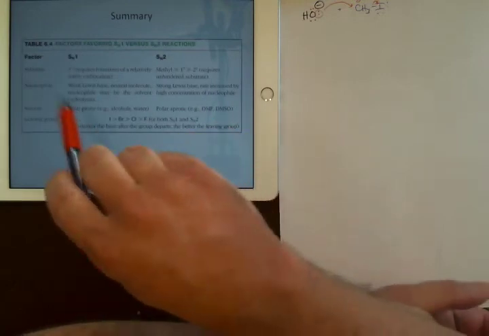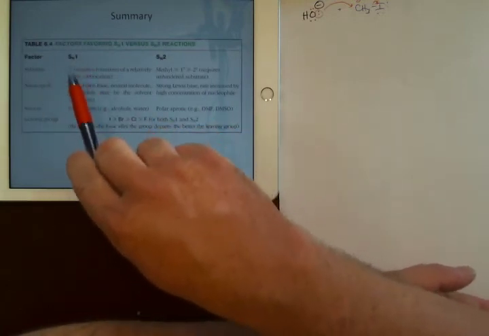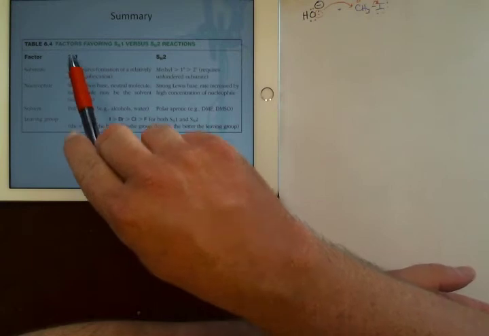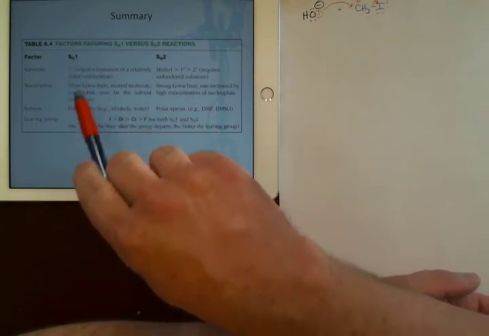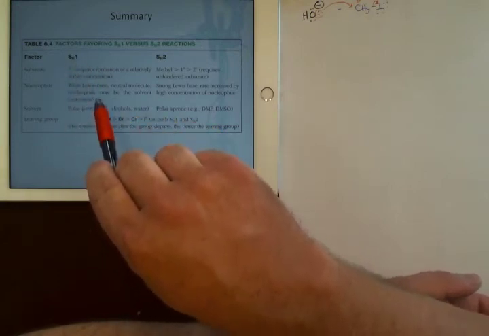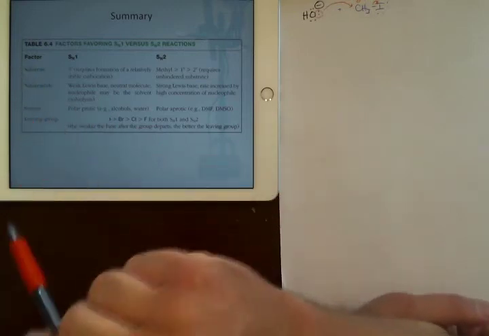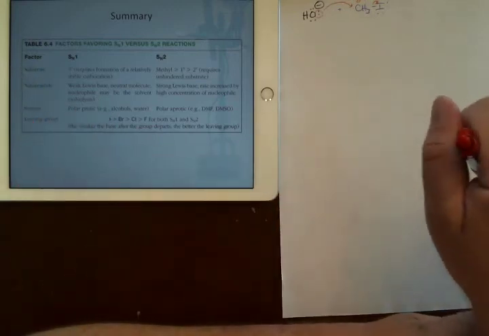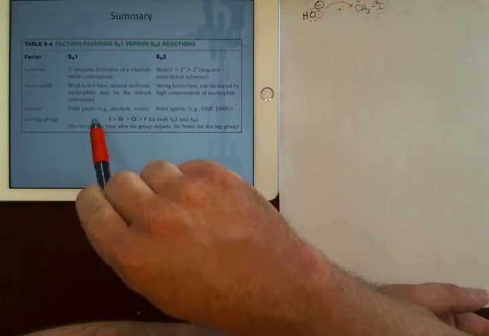Okay, so summary, what do you want? For an SN1, you want a tertiary halide, the leaving group on the tertiary carbon. You usually want a weak nucleophile because you want to avoid the elimination reaction, which we'll talk about in the next chapter, and you want a polar protic solvent.